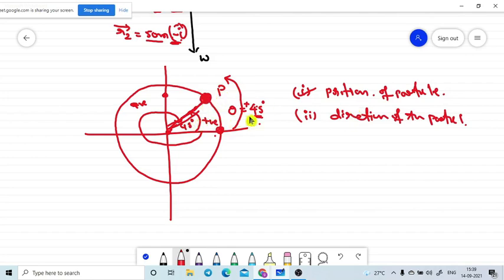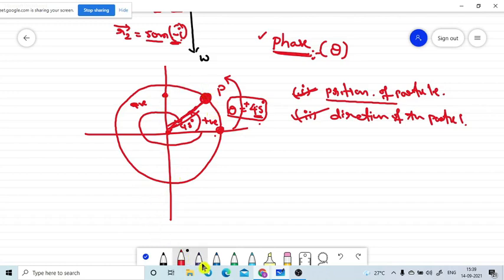This physical quantity is given a name, and that name is the phase. The phase is a physical quantity which tells the position of the particle as well as the direction of the particle. Generally the phase is represented with an angle. With the help of the angle, when the particle is moving on the circumference of the circle, we can easily tell where the particle is located.